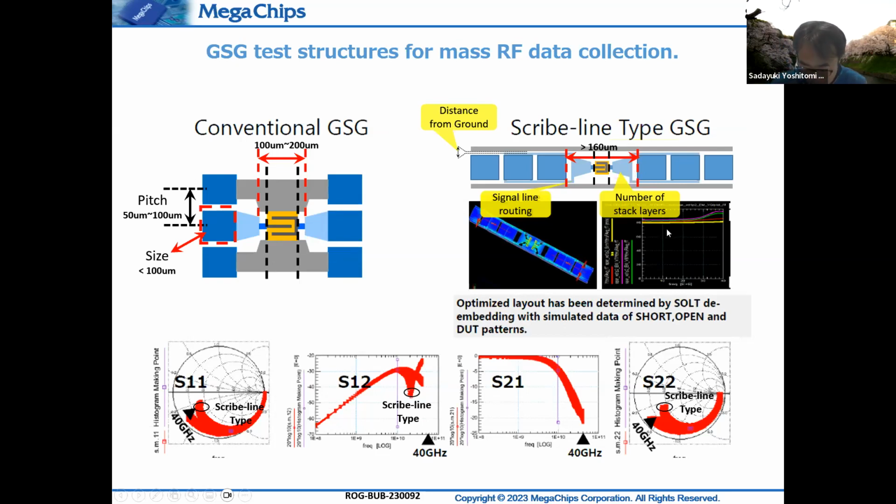But to some extent, we succeeded in implementing this scribe line type GSG pattern in our mass production control.